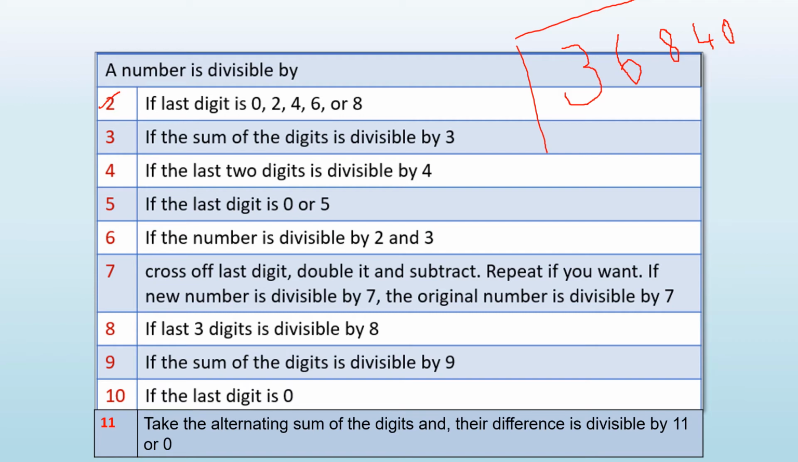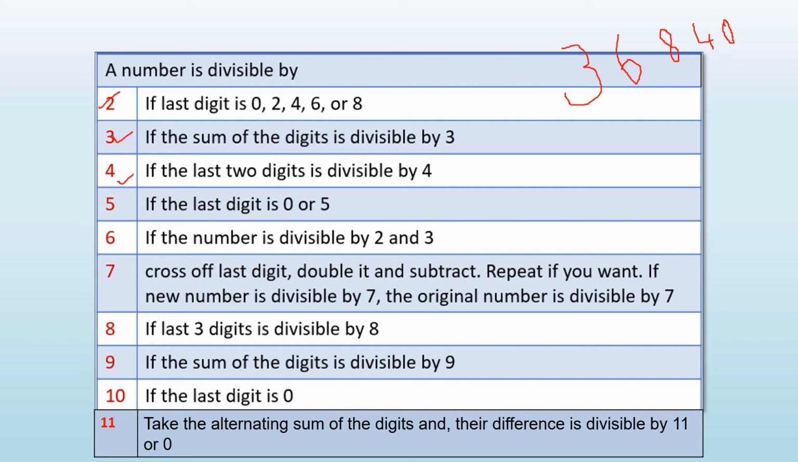0 is an even number. So this number is divisible by 2. Next we will move on to the divisibility rule of 3. You have to just add the numbers. 3 plus 6 plus 8 plus 4 plus 0 is equal to 21. So 21 is a multiple of 3, that is 7 into 3 is 21. So it is divisible by 3. No need to divide the whole number by 3. You just add the numbers, and if that sum is divisible by 3, then the whole number 36,840 is divisible by 3. So this rule is also satisfied.